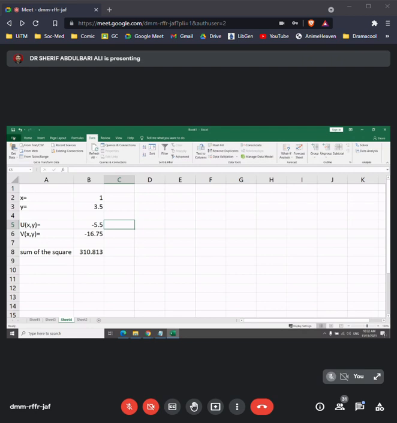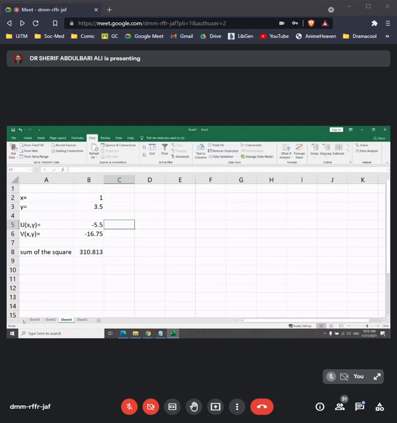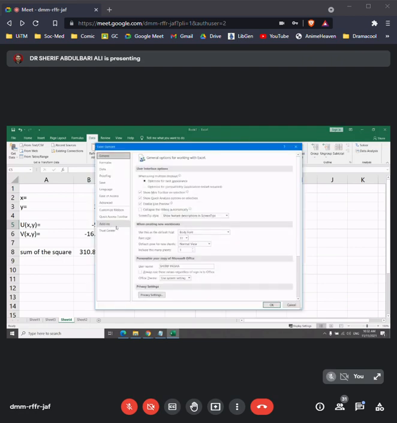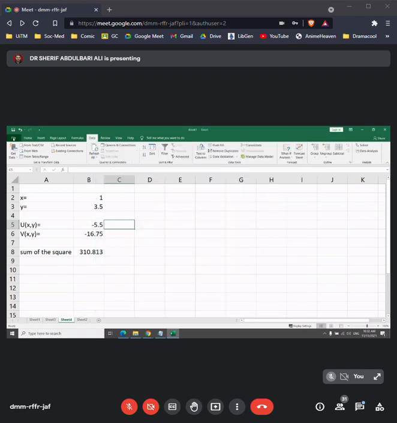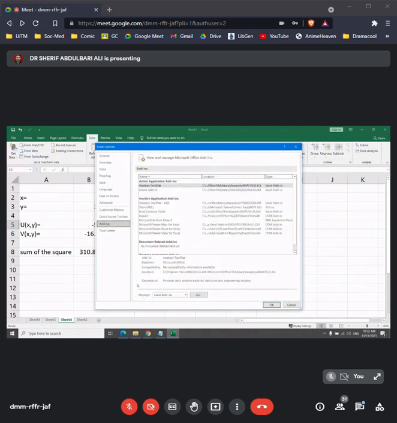If you don't have the solver, these are the steps to install it. Click on File, then scroll all the way down to the left lower corner. You're going to find Options. Click on Options, and at the lower part there is Add-ins. Click on Add-ins, and at the bottom there is Manage Excel Add-ins. Click on the button Go.